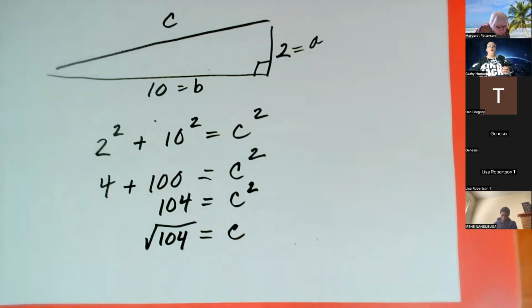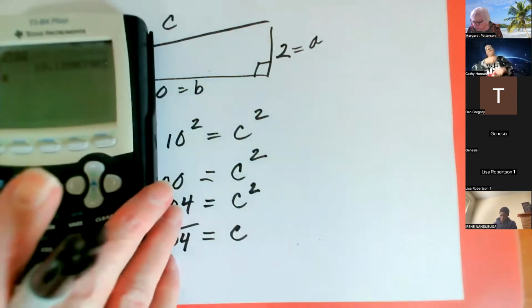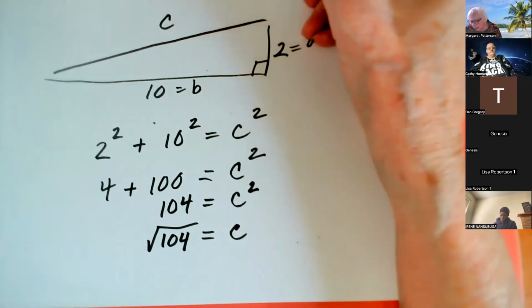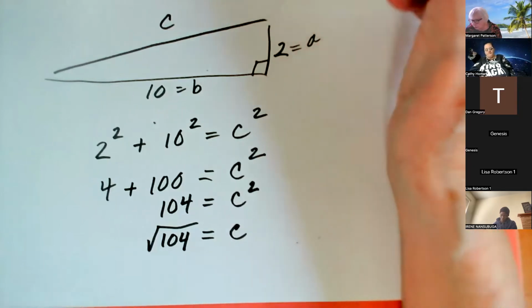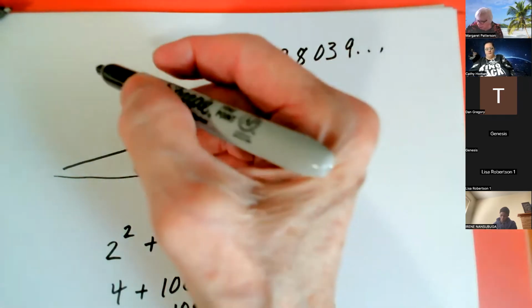If they say, okay, look it up on your calculator, then you'd say, all right, I'll do it. So you would go square root of 104. And then they would give you some sort of instructions about rounding. So let me write down exactly what I'm seeing here. 10.198039, okay? And the instructions on this particular problem were to round to the hundredth.